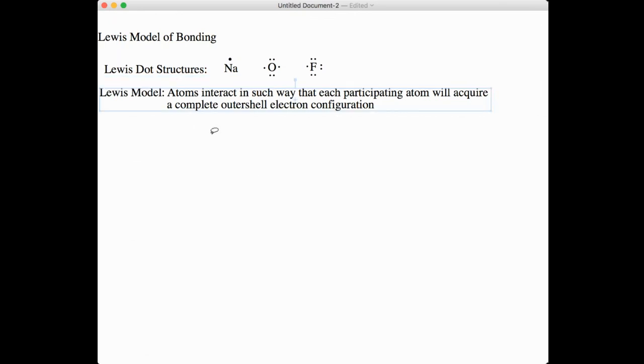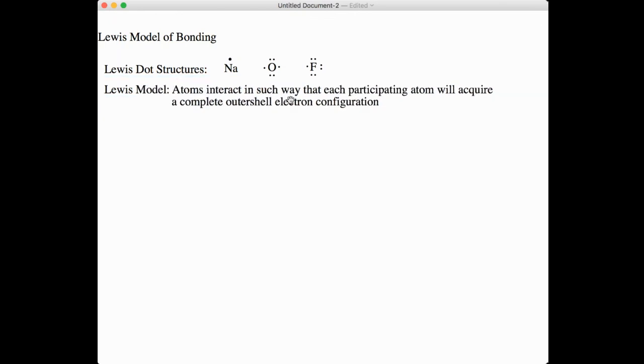Okay, so that's the Lewis model of bonding, and that is important because it can explain a lot of the reactions in chemistry in general, not only in organic but also in inorganic chemistry. And it can also make a prediction of what kind of bonding can be formed between two atoms when they are interacting with one another. Let me show you an example.